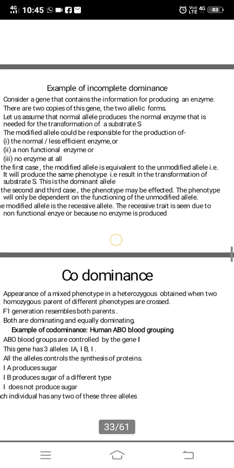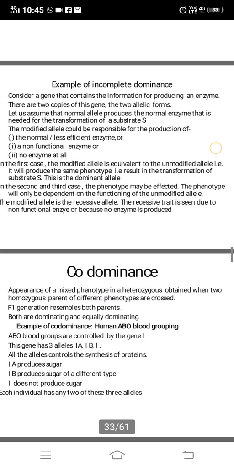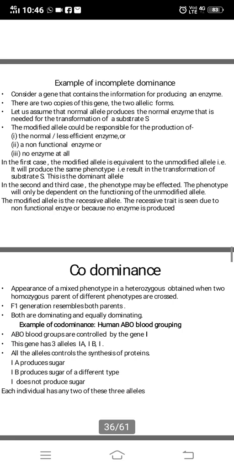Now in the first case, that is the normal or less efficient enzyme, the modified allele is equivalent to the unmodified allele. So in this case, this is equal to the normal enzyme. The unmodified allele will produce the same phenotype, that is, it results in the formation of substrate S. Then there is no modification, and this is the dominant allele. Now considering the second and third case, the phenotype will be affected. The phenotype will only be dependent on the functioning of the unmodified allele.